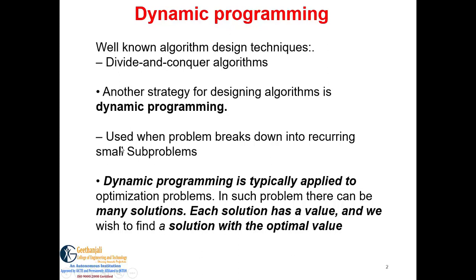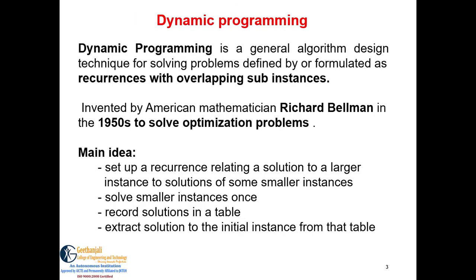Dynamic programming is used when the problem breaks down into recurring small subproblems. It is typically applied to optimization problems. In such problems, there can be many solutions. Each solution has a value, and we wish to find a solution with the optimal value. So the dynamic programming model is used to find the optimal solutions.